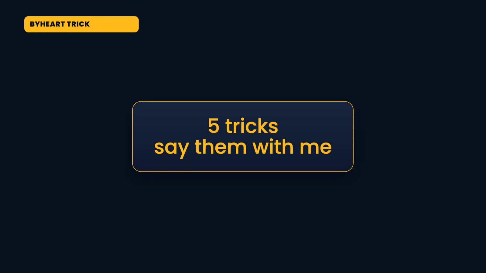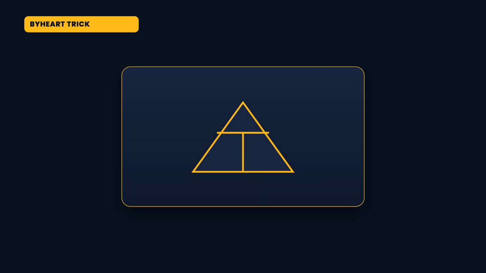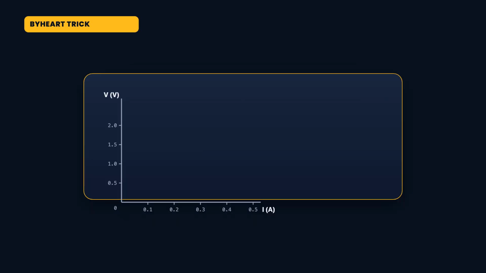Now lock them in. A few tricks. Say them with me. 1. The magic triangle. V on top, I and R below. Cover what you want. Cover R, and you are left with V by I. 2. On a voltage-current graph, the slope is the resistance. Steeper means stronger.